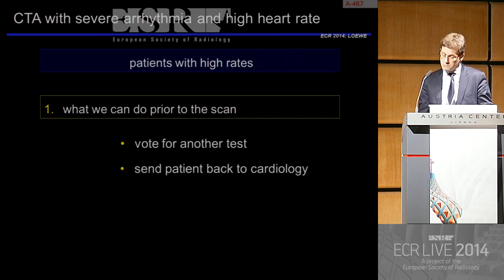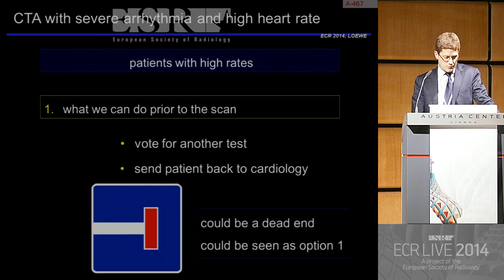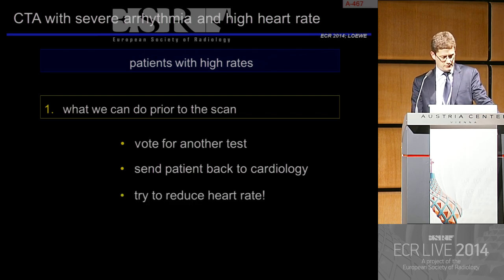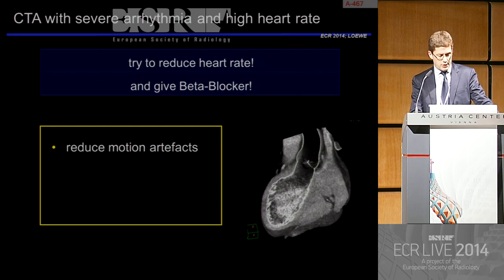Another, maybe different option, but at the final end, it's a very similar option. You can send the patient back to cardiology, and you can say to your colleague from cardiology, well, improve the situation of the patient, reduce the heart rate, and send the patient back. And I'm quite sure that even this option could be seen as a dead end and could be seen as similar to option one. If you send every second patient back to cardiology, cardiology will stop sending you patients in the future. So the most important thing, from my point of view, is you should try to reduce the heart rate. It's very important in different directions.